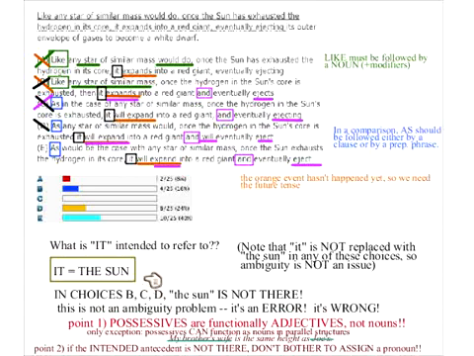So very important: just find the noun that it's supposed to refer to and see if it's there. If it's there, you're all good, because remember ambiguity, we don't care. If it's not there, it's wrong. There's no reason to hunt around and try to find out what it stands for. That's a huge waste of time.